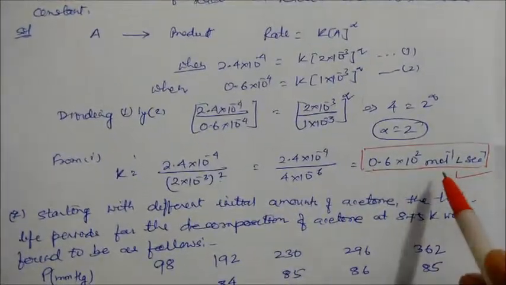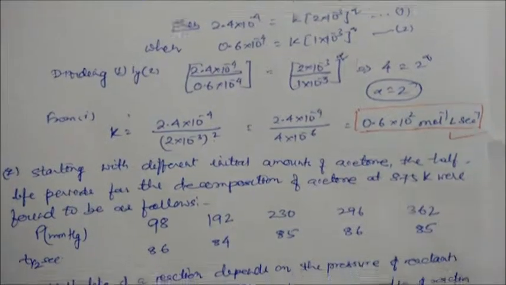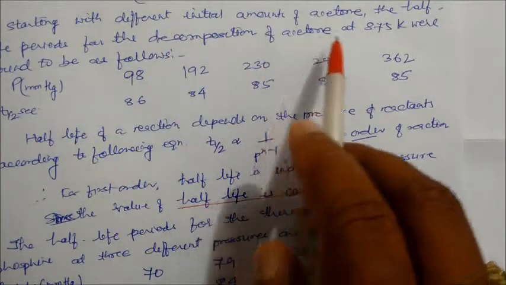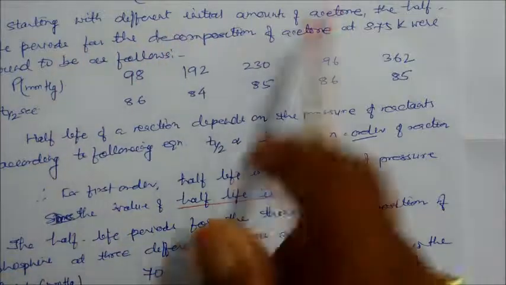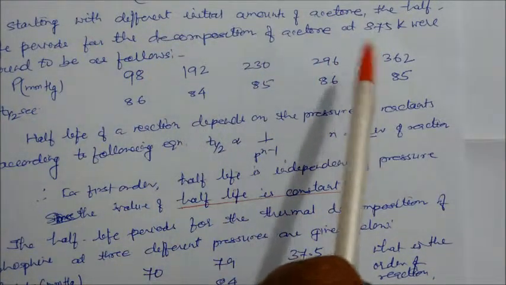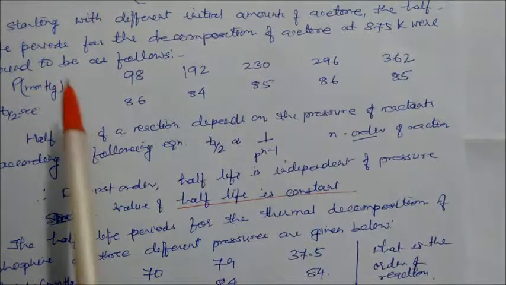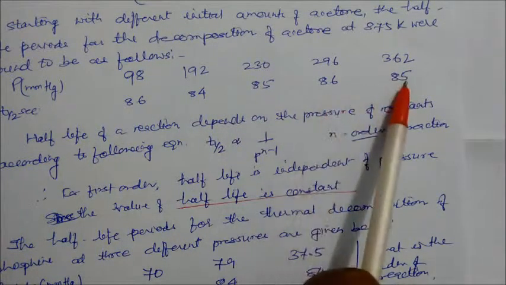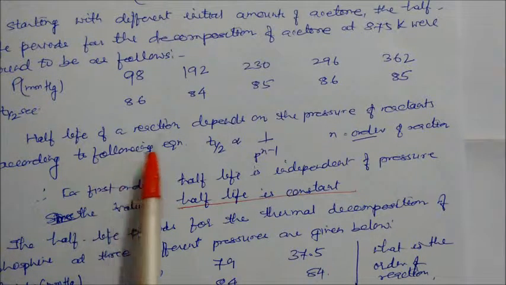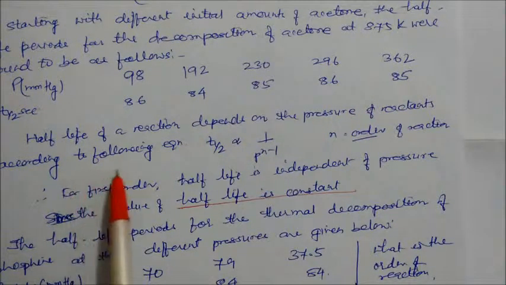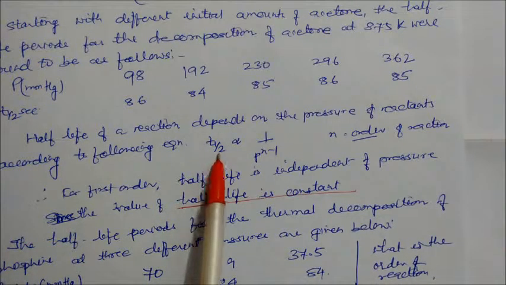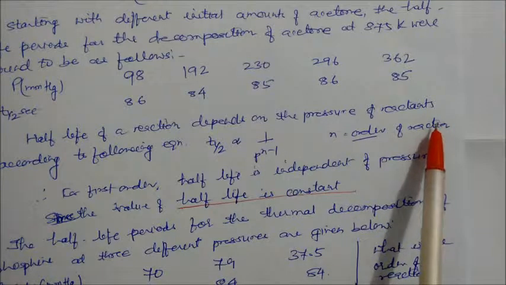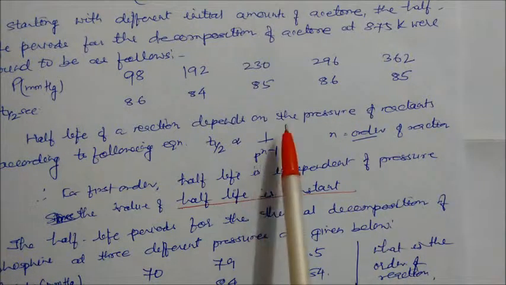This is another question, starting with different initial amounts of acetone. The half-life period for the decomposition of acetone at 875 kelvins was found to be as follows at different pressures. The half-life of a reaction depends on the pressure of the reactants according to the following equation: t half is proportional to 1 by P to the power n minus 1, where n is the order of the reaction. So for first order, what will happen? The half-life will be independent of pressure, so you are getting a constant value.